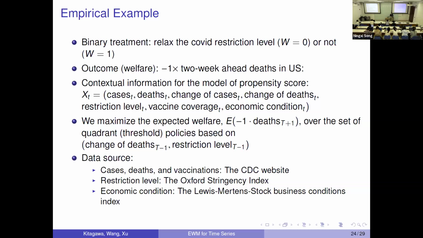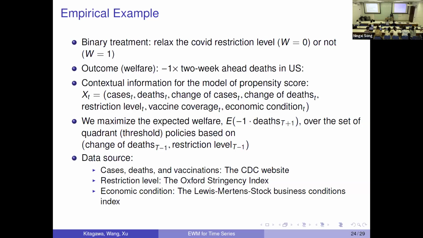Okay, so in the last 5 minutes, I'm going to briefly talk about the empirical example. We study a COVID application, and basically the binary treatment is whether we relax the COVID restriction level: W equals 1 if we don't relax the restriction level. The outcome welfare is minus 1 times the 2-week-ahead deaths in the US.